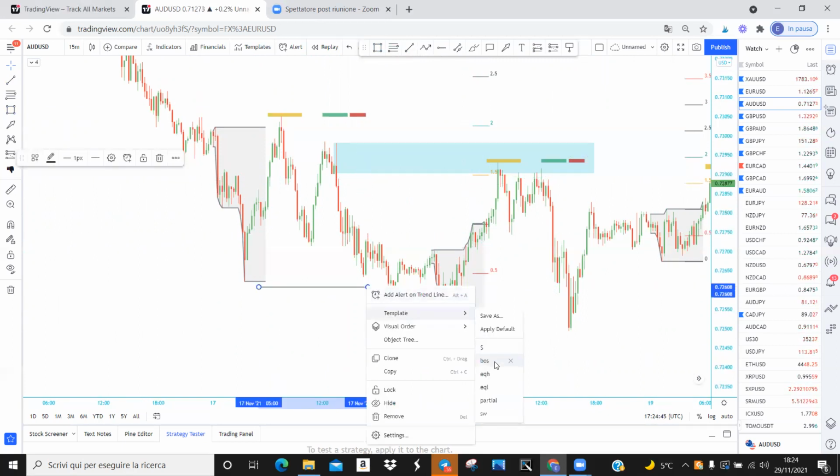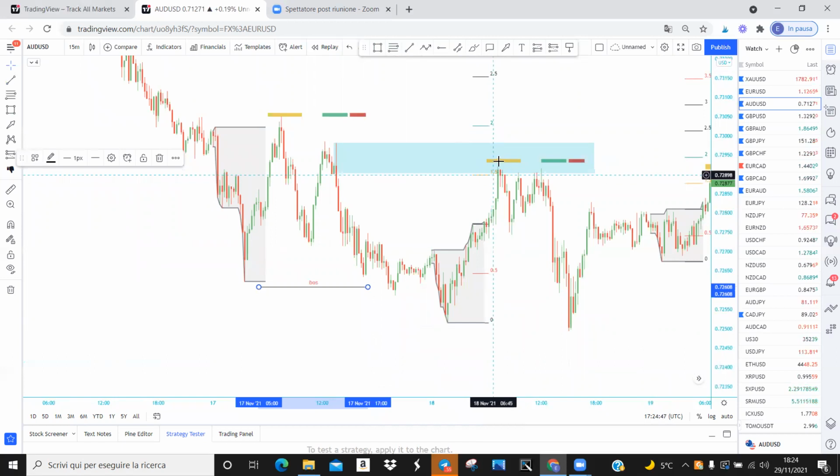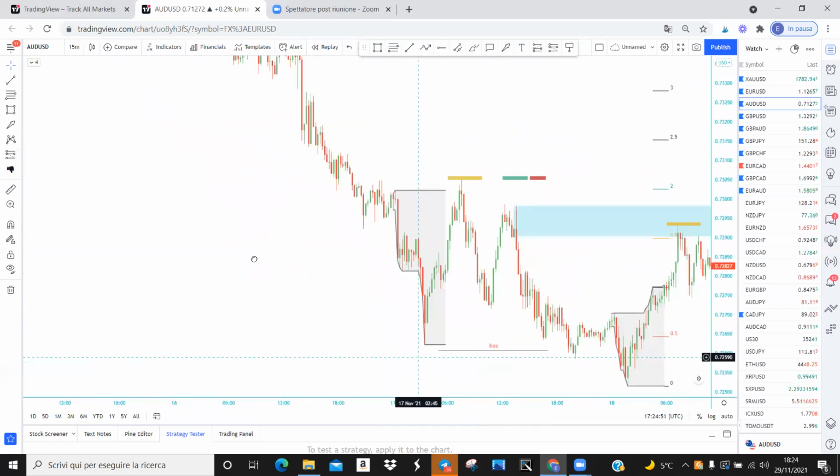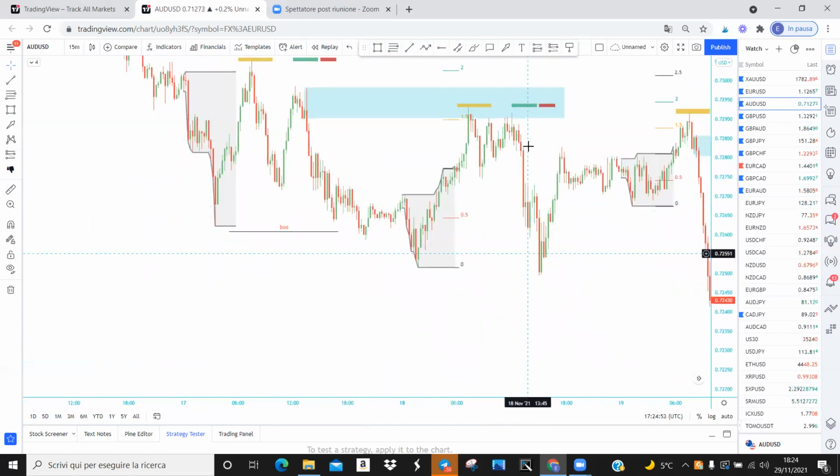This is a break structure. 1.5 Asian range projection, perfect entry, continuation to the downside. This is an intraday trade. As you can see, you close it by the end of New York. And then just since we talk about everything, I'm including also other stuff in this lesson.